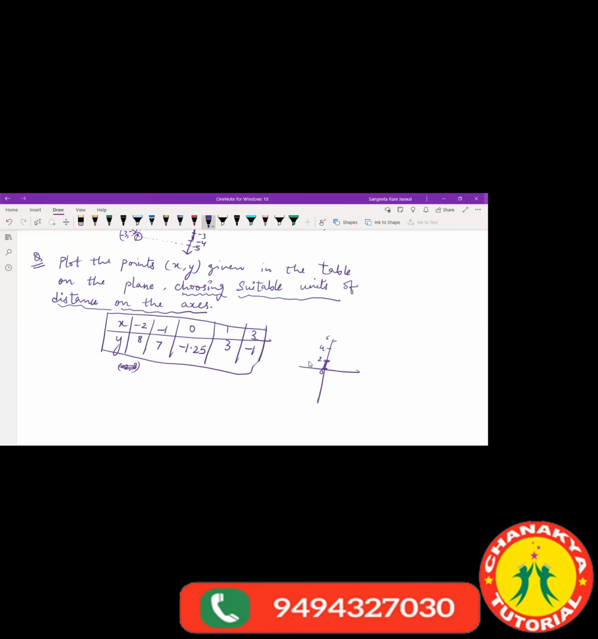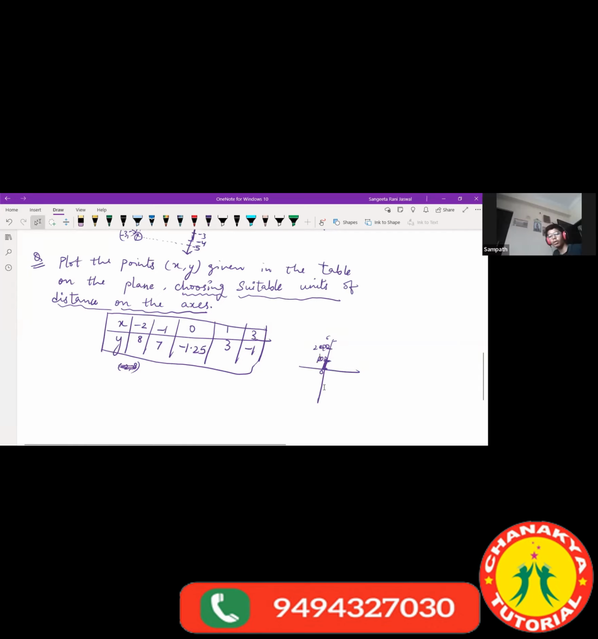Okay, because what happens is when we are working on a paper, it has limited dimensions, isn't it? Paper का एक limited surface है. But what if we are given thousands of entries? In that case, what do we do? We break it into units. So we take one unit to be, say, 1000. Another unit is 2000. So like this. Okay. So that is choosing suitable unit of distance on the axis. Are you understanding? Because paper का size तो limited होता है.